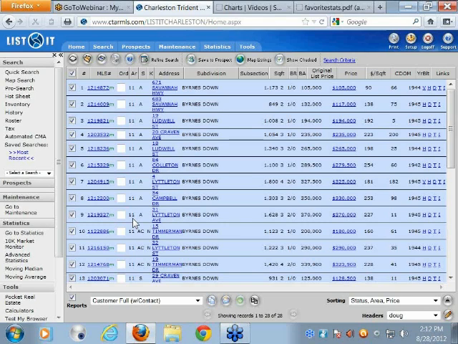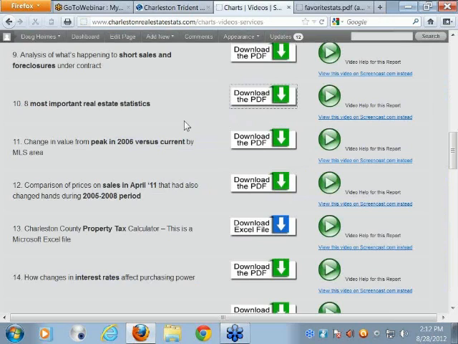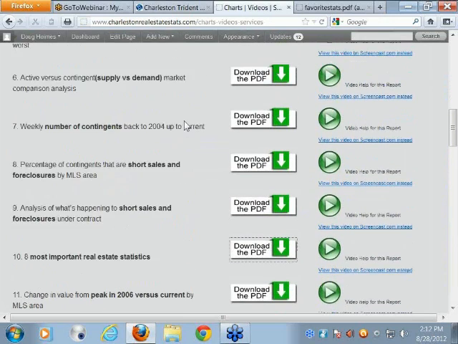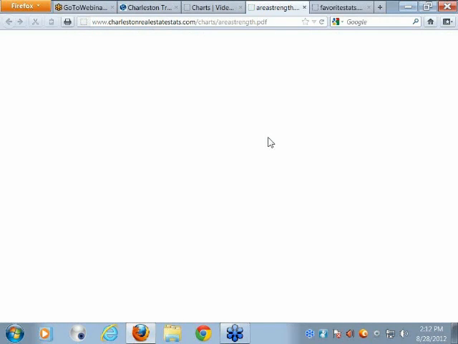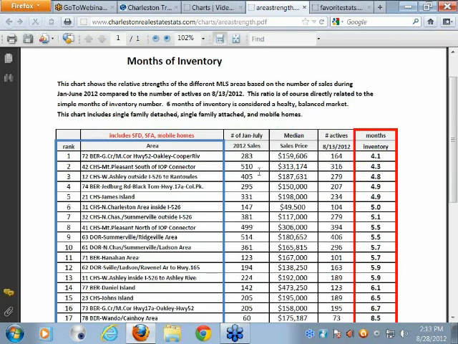They're doing quite well there. West Ashley is doing pretty well. It only has about 5 or 6 months of inventory, and there is a chart for that on my page over here, months of inventory. There it is, chart number 5. If we look at that, we will see that area 11 is one of the higher areas. It's the 13th one. It has 5.9 months of inventory right now.